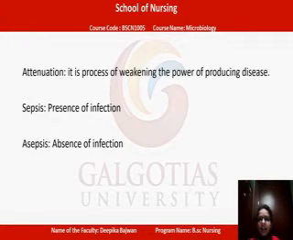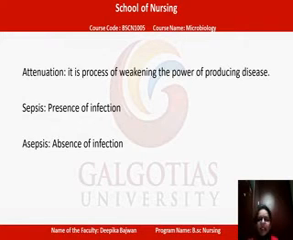For example, we use antibiotic therapy, vaccines, and some drugs when the patient is suffering from a disease condition. With the help of antibiotics we are reducing the power of producing disease. The antibiotic therapy and drugs help in relieving the signs and symptoms, which are relieved by reducing the power of producing disease. All this process is known as attenuation.